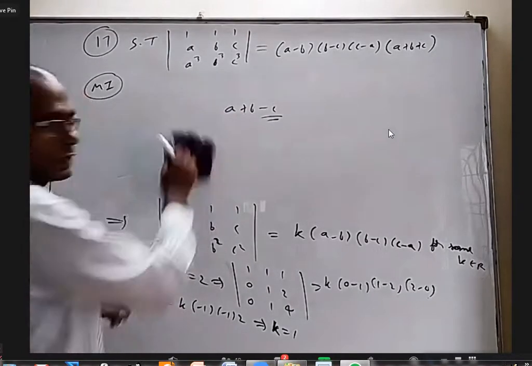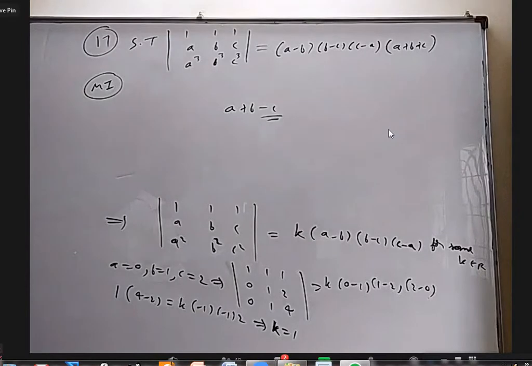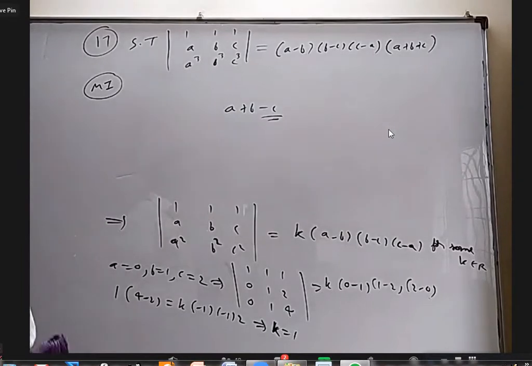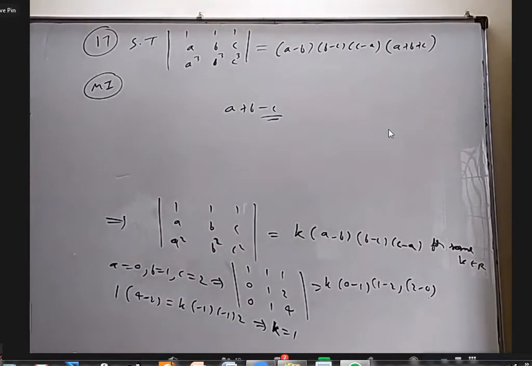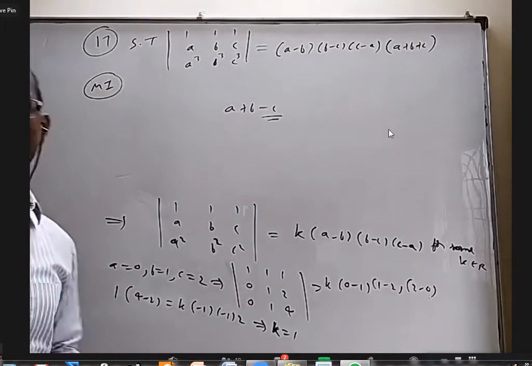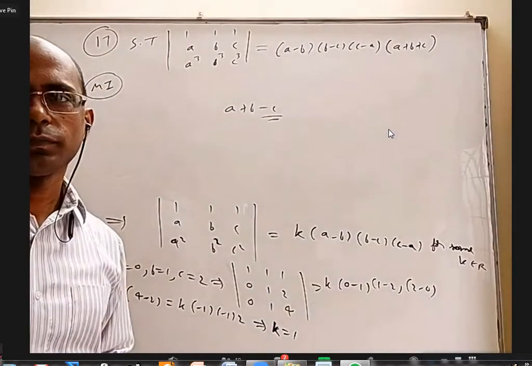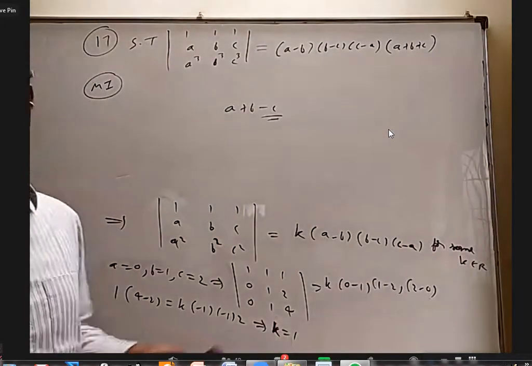Sir, in the previous question, in the first type, we did column 1 subtraction. Yes, here also, correct. With a cube minus b cube, how can we do it? A cube minus b cube, what is the factorization? a minus b into a square plus ab plus b square. Yes, we use that, and you will get a minus b common.